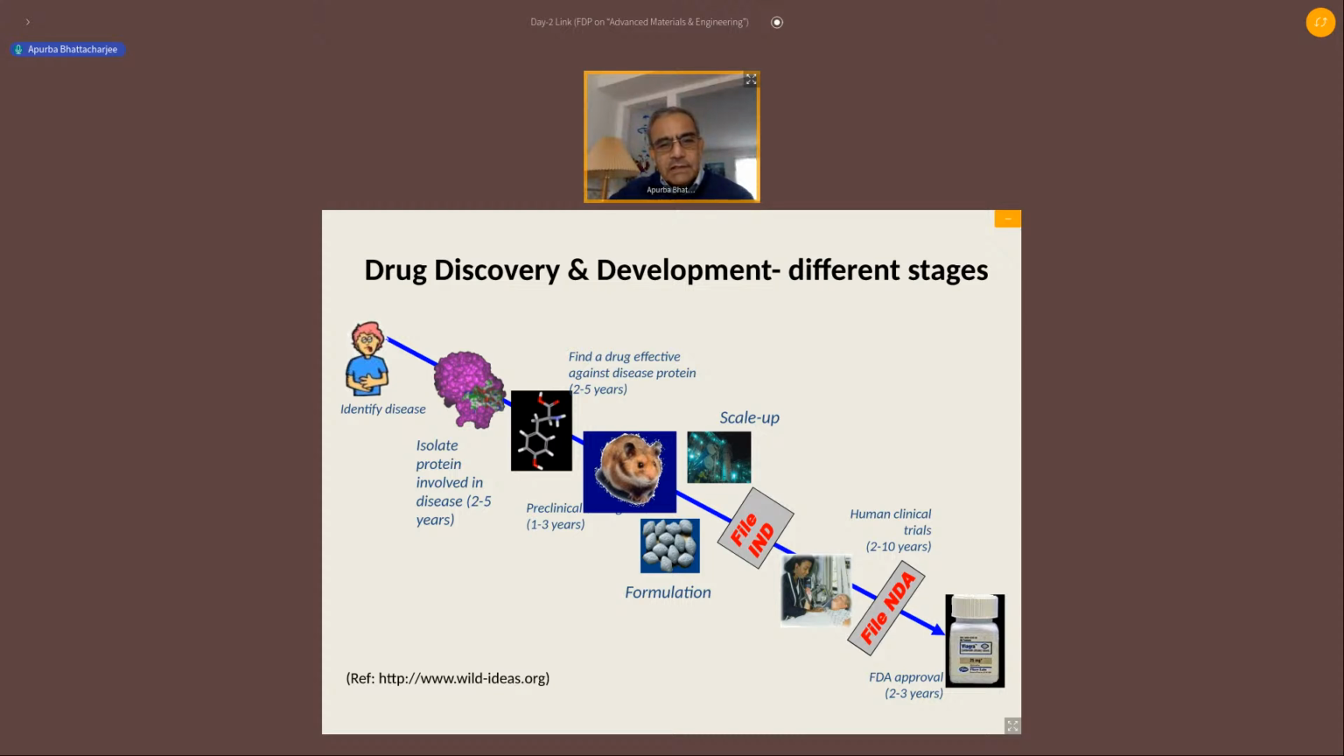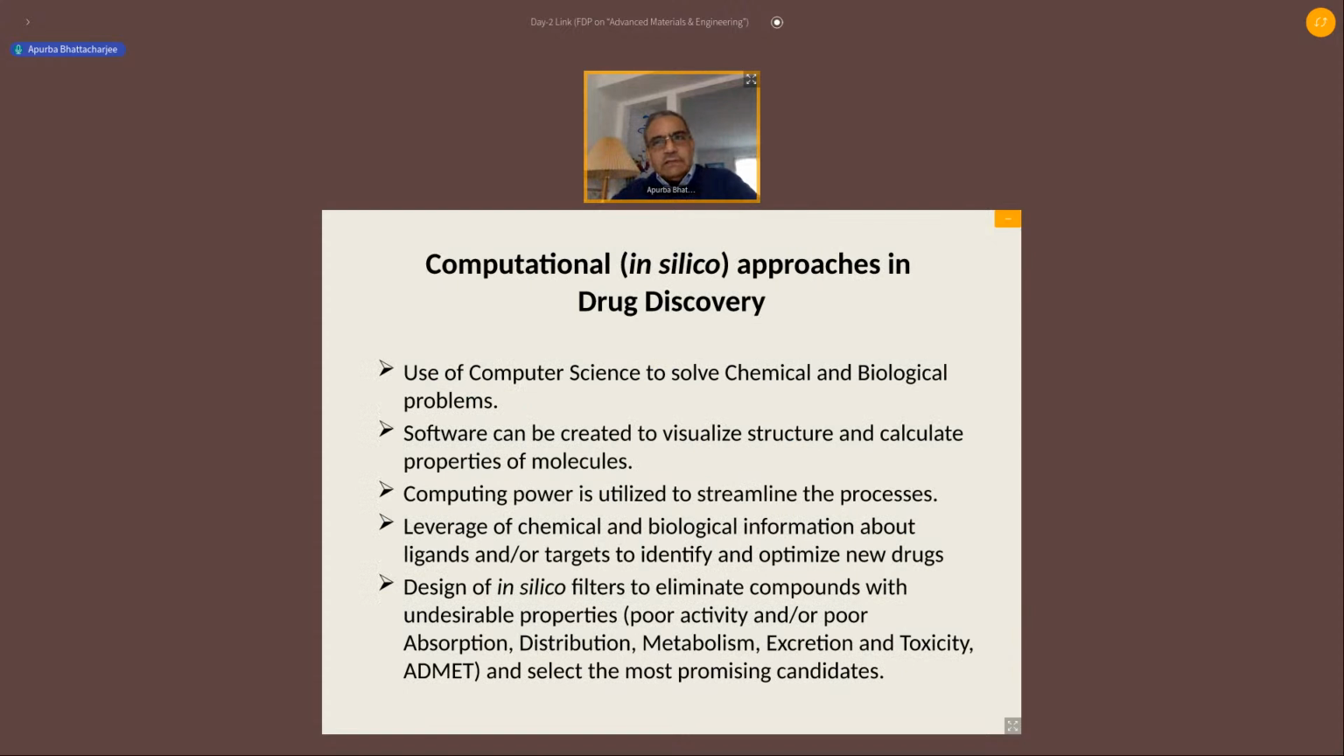Now the problem is, for a new drug molecule, since it takes such a long time and it costs so much, the in silico methods can help in reducing not only the cost, but also the time by quickly shortlisting compounds which should be available in the regular databases and things like that. But let us try to get some background of the whole thing.